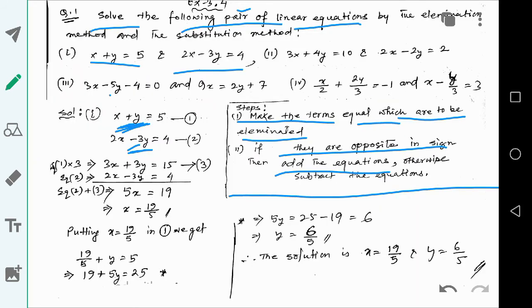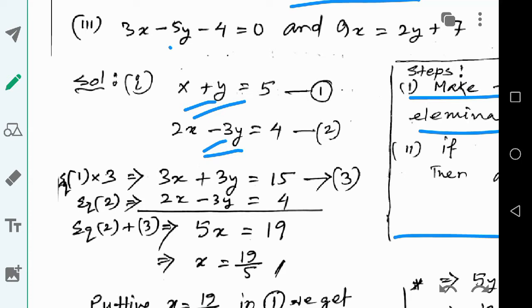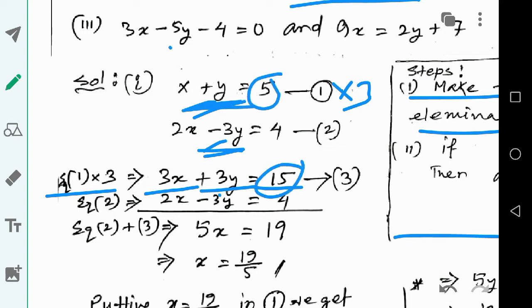Now in order to make the coefficients equal, in equation number 1 there was thrice y, and in equation 2 there was minus thrice y. So I have multiplied 3 with equation number 1, and we have got thrice x plus thrice y is equal to 15. 3 into x is thrice x, 3 into y is thrice y, and 3 into 5 is 15. Suppose this is equation number 3.